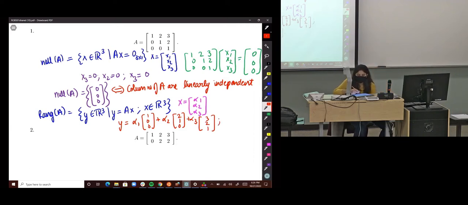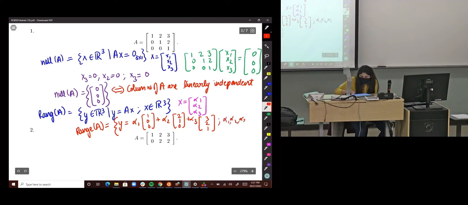And because we know the columns of A are linearly independent, this basically becomes our range, y given by the linear combination of columns of A such that alpha 1, alpha 2, alpha 3 are real numbers, or x is in R3. And that becomes the range of our matrix A.